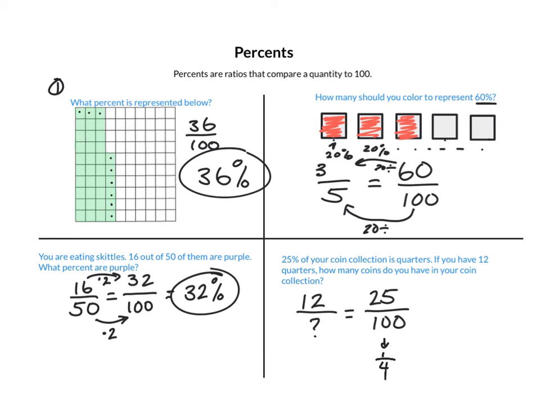Okay, and so we're trying to figure out 12 out of what is equal to 1 out of 4, or 1/4. So to figure that out, we can simply multiply 12 by 4, and we can see that that is equal to 48. So 12 out of 48 is equal to 1/4. And we can further prove that by thinking about, well, what's 12 divided by 12? 1, and 48 divided by 12 is 4. So we know that that's equal to 1/4. So how many coins do you have in your coin collection? 48. Now notice how this is not a percent because I was not asked to give the percent, I was asked to give the total number of coins.